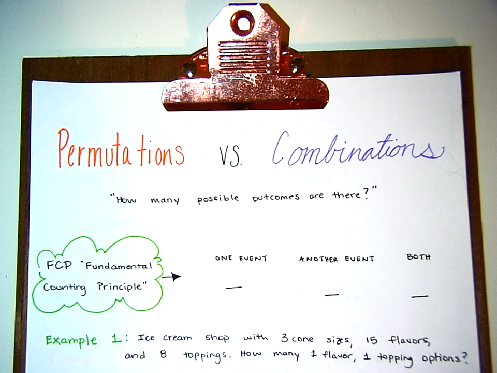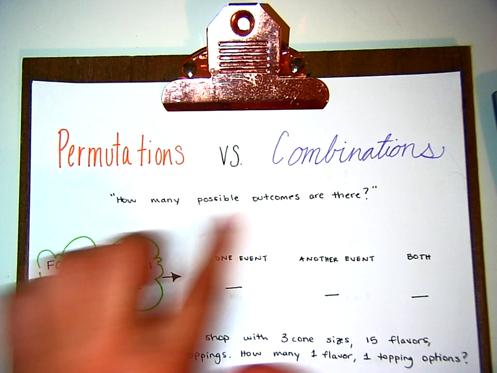Hi everyone. Today's topic is the first of our probability topics. So we are going to talk about the difference between permutations and combinations. And so kind of our overarching question today or topic is how many possible outcomes are there?